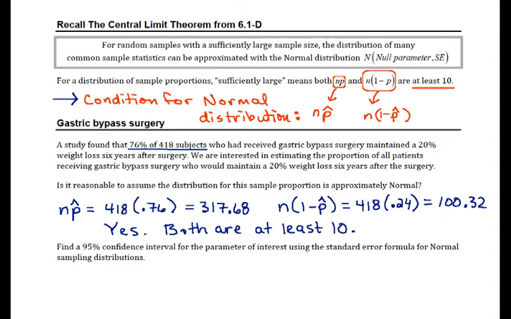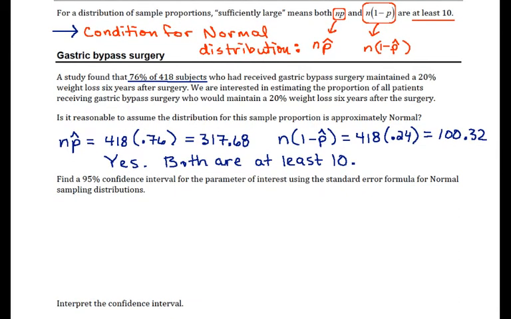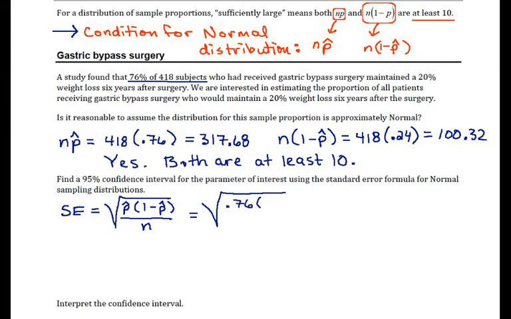All right, so we will go ahead and find a 95% confidence interval using the normal distribution methods. First, we need to find the standard error. That formula is the square root of p hat times 1 minus p hat over n, which in this case looks like 0.76 times 0.24 over 418, everything inside the square root. Putting that into a calculator gets me 0.0209.